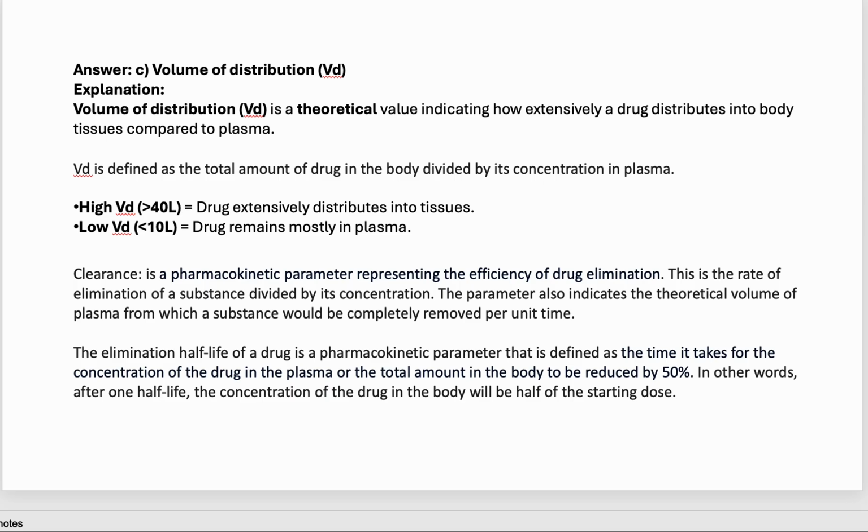That's the correct answer. It's the theoretical value indicating how extensively a drug distributes into body tissue as compared to plasma. It's defined as the total amount of drug in the body divided by its concentration in the plasma. So, if there is high VD, the drug is extensively distributed to the tissue. But if it's low, that means the drug is mostly staying in the plasma and not being distributed properly.